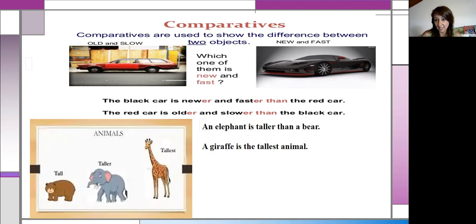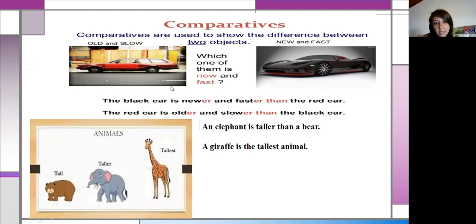Okay. So, friends, comparatives are used to show the difference between two objects. You can add -er to adjectives, or you can put more. Let's say I have two cars. I have a little Toyota and a big Ford. The Ford is big, so we can say the Ford is bigger than the Toyota, or the Toyota is smaller than the Ford.